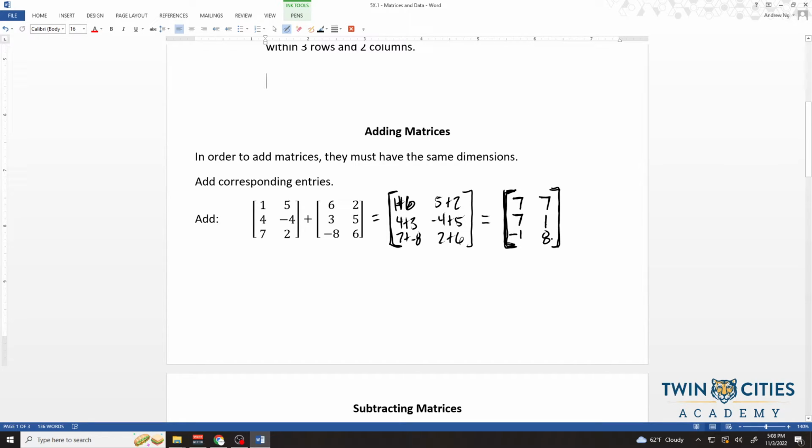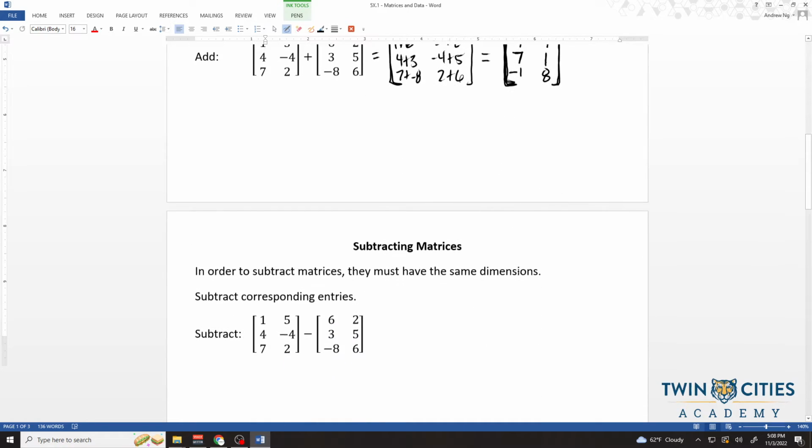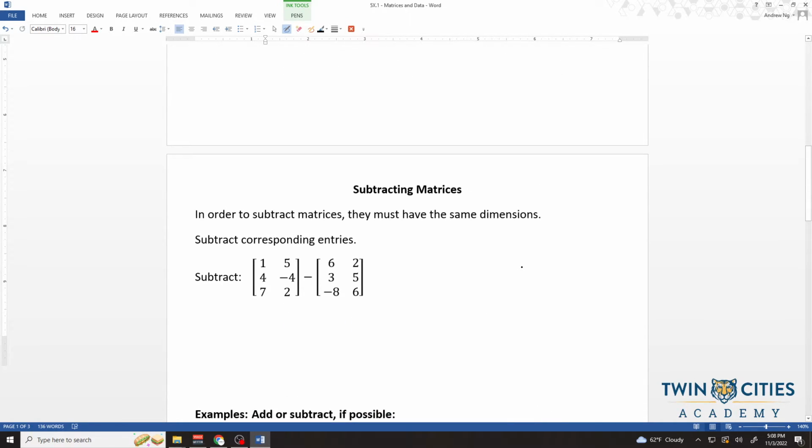I can do this for subtracting matrices as well. In order to subtract matrices, they also have to have the exact same dimensions. So again, this 3 by 2, this 3 by 2, since they're exactly the same size, I can subtract these corresponding entries. And we do that the exact same way. So this top left minus this top left, and so forth.